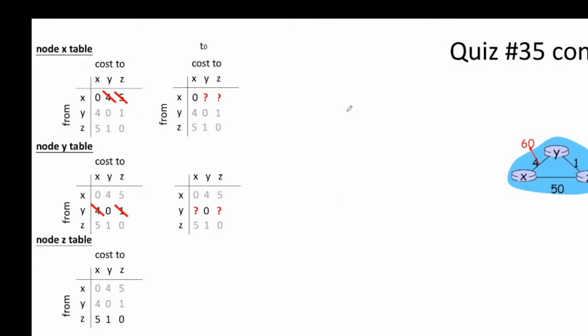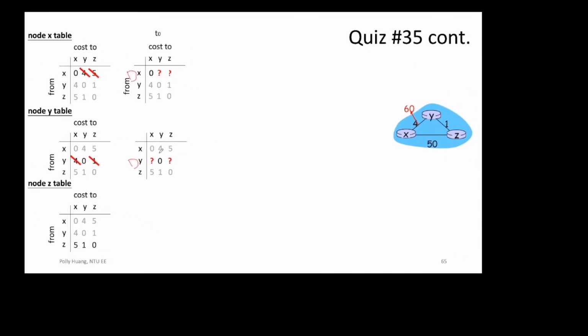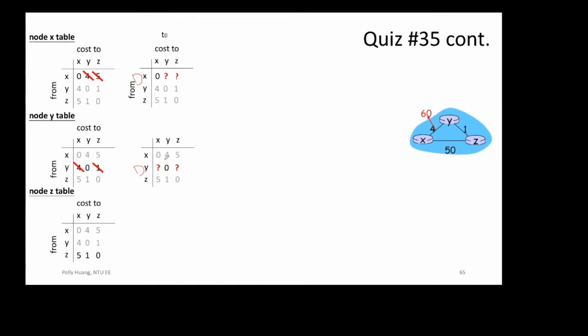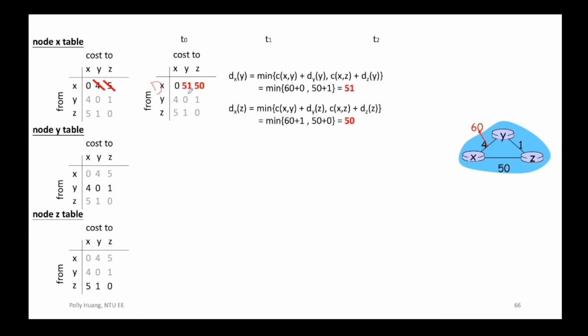Quiz 35, the scenario is a bit tricky. Let's try to be patient and walk through the derivation of dx for node x and dy for node y. Let's start from the dx. Let me just show the final result real quick. The xy here, the first value should be 51. The xz, the second value here, should be 50.